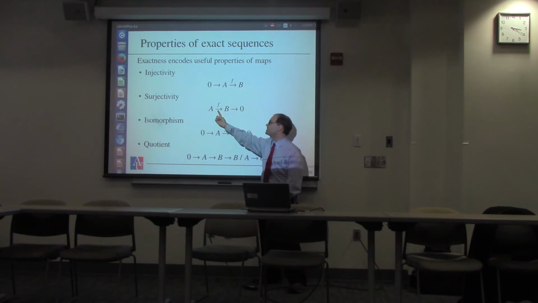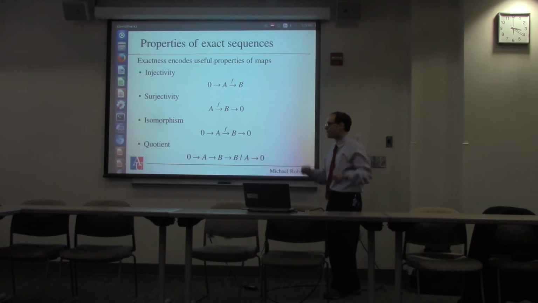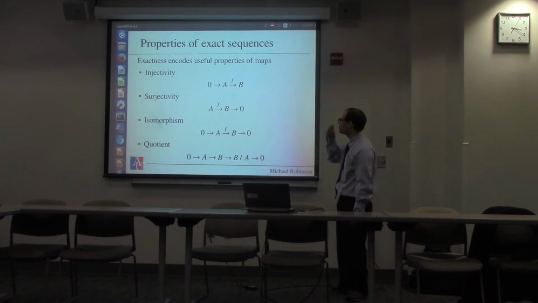Over here, I say the image of F is what is in the kernel here. The kernel here is everything, so the image of F is everything, i.e. a surjective map. Put those two pieces together, you get F being an isomorphism if I put zeros on either side. If you extend one step further, you get a vector space quotient. Exact sequences are really handy for encoding these properties diagrammatically.